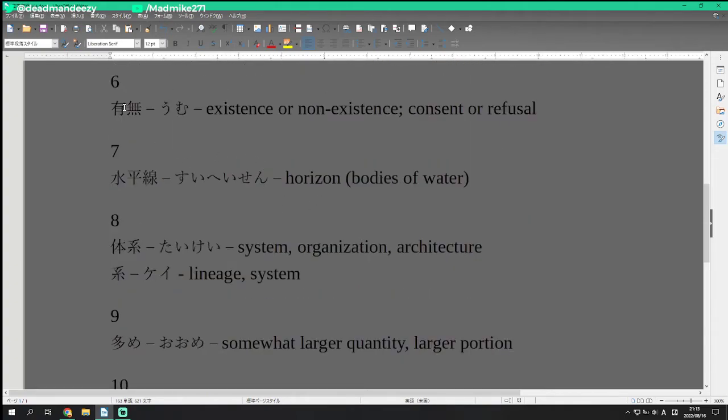Number 6 is mu. U on the left side is to have or to exist, and mu on the right side is nothingness or non-existence. So mu together literally means existence or non-existence, consent or refusal. Yes or no. Mu is existence, non-existence, consent or refusal.